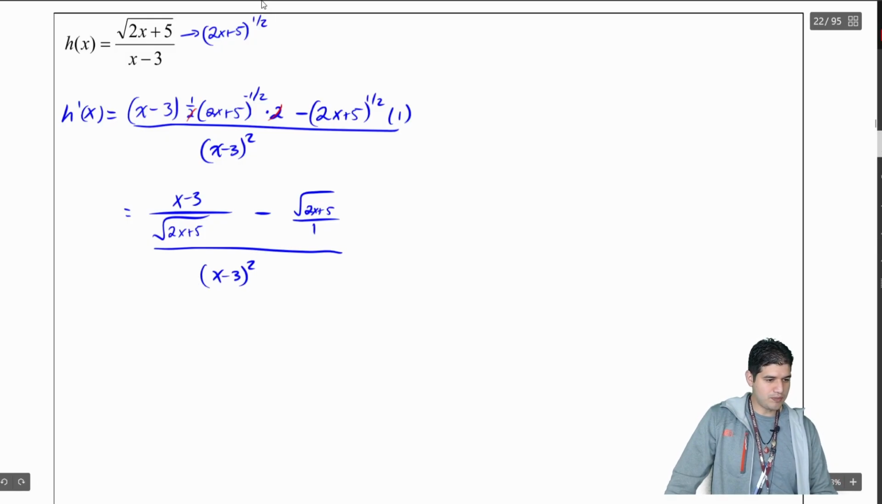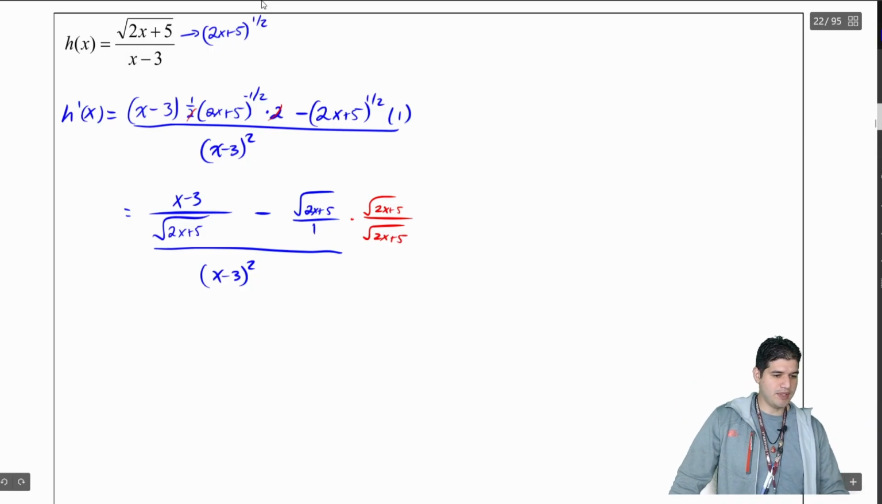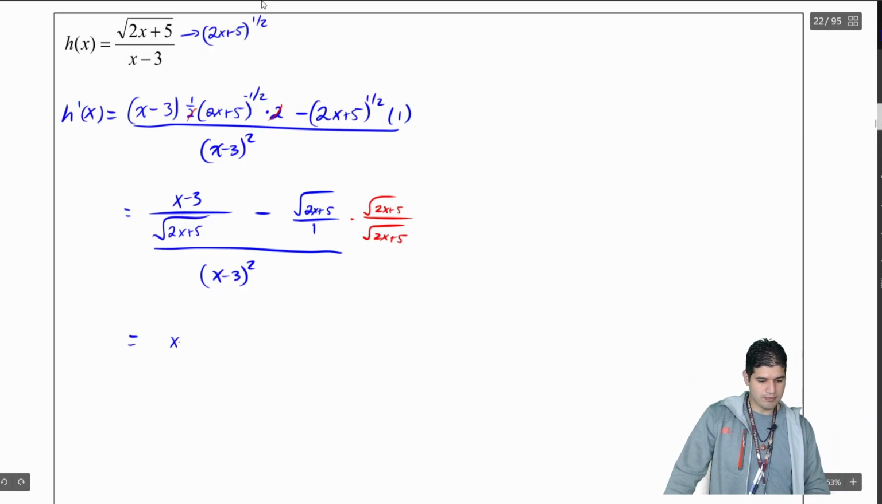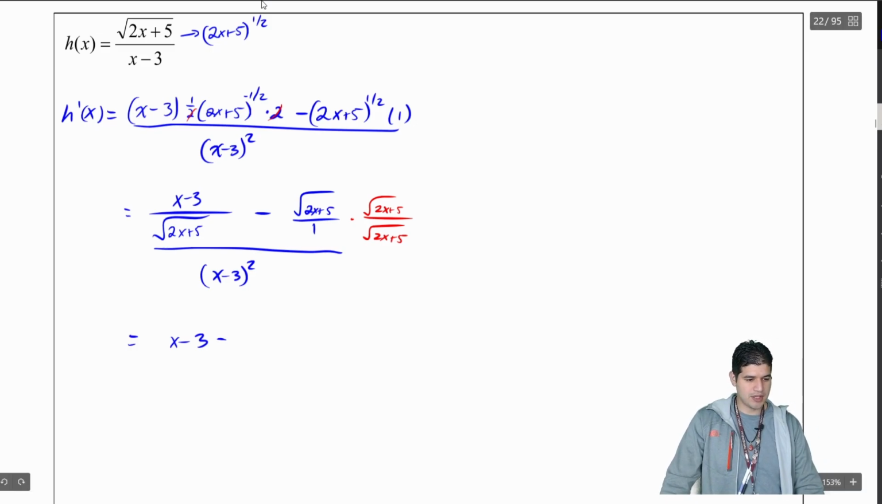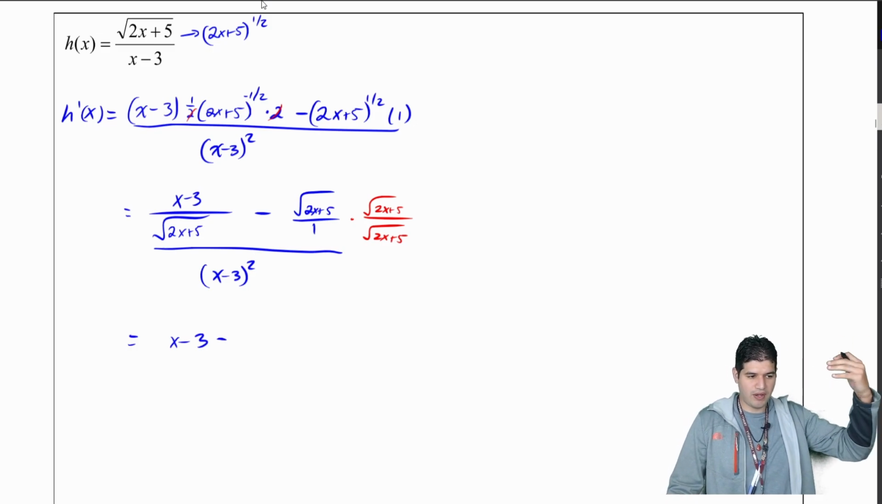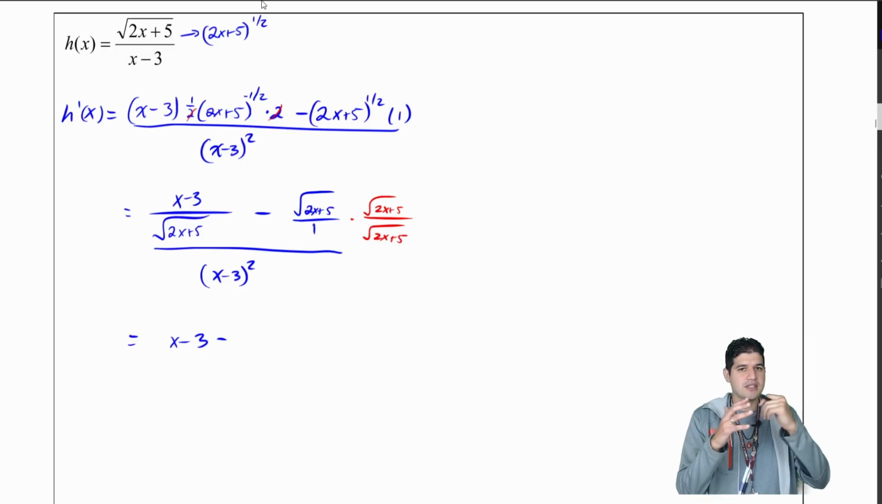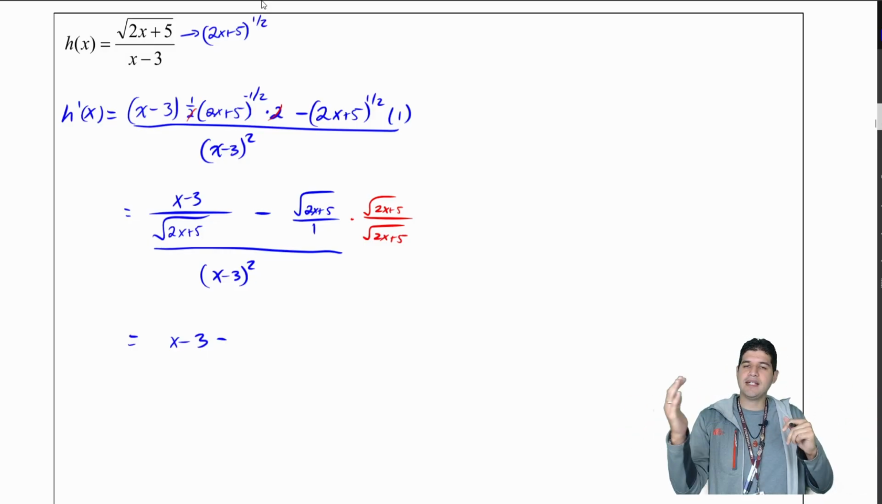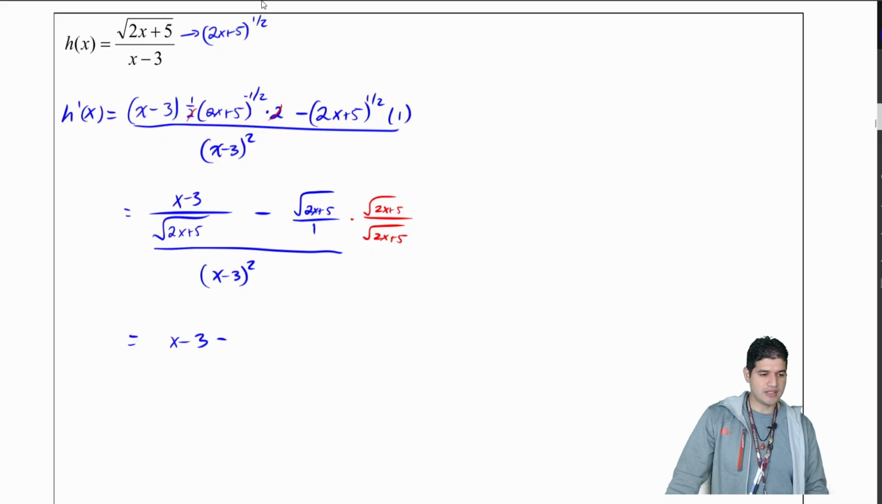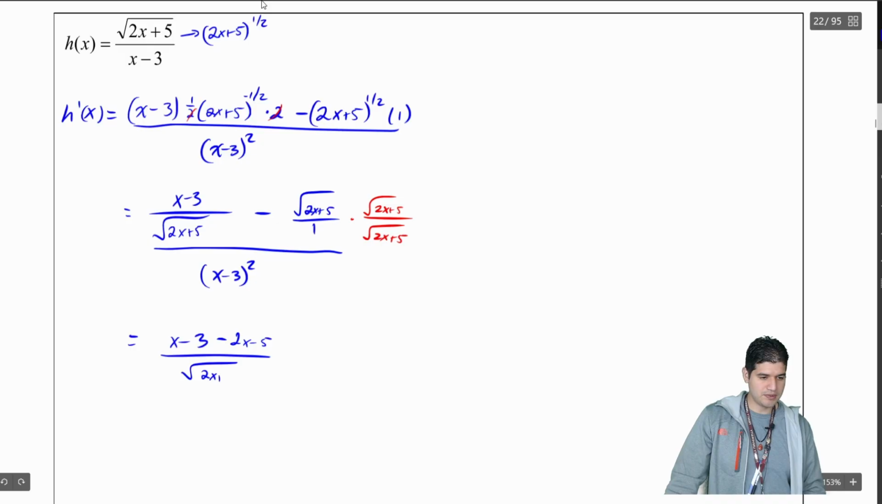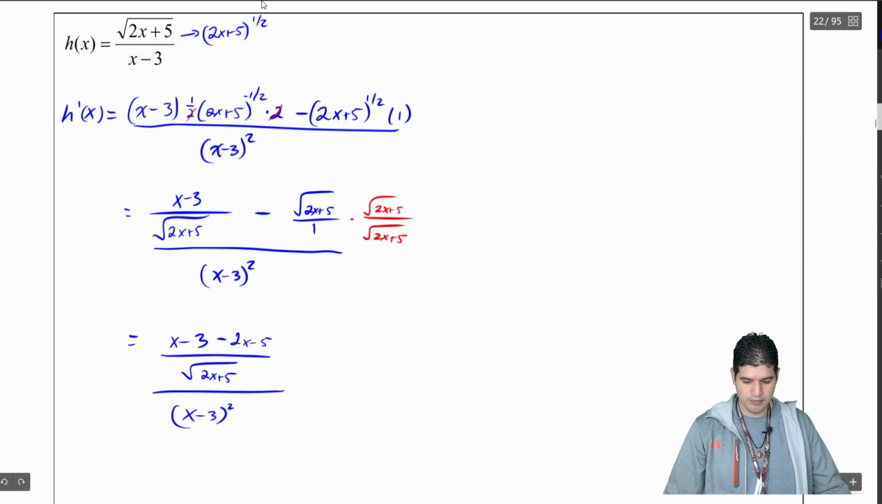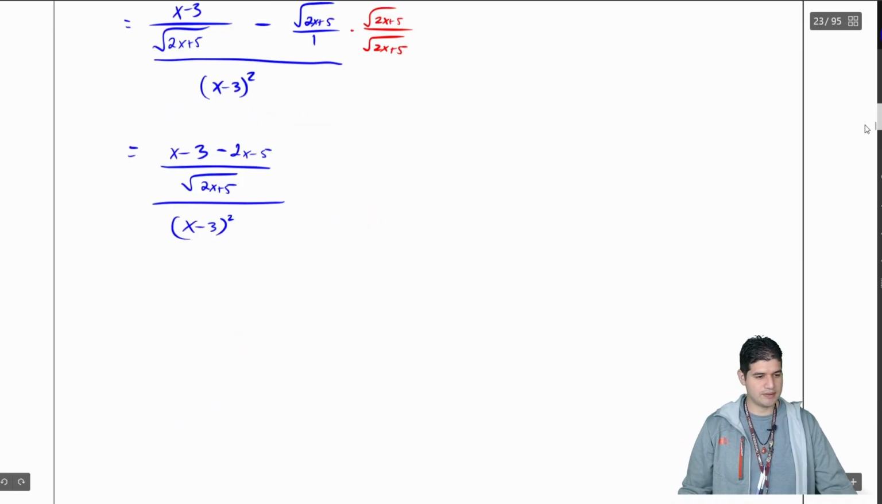Okay, so as I'm doing this, I'm going to multiply this by the square root of 2x plus 5 over the square root of 2x plus 5, just so I can get a common denominator there and combine those. So I'm going to get x minus 3. And then I'm going to subtract. So I'm going to multiply the square root of 2x plus 5 times the square root of 2x plus 5. And the square roots are gone, so it's just 2x plus 5. But I need to distribute that negative sign. So it's going to be minus 2x minus 5 over the square root of 2x plus 5, all over x minus 3 to the second power. All right, let me move down just a little bit because we're going to need some extra space here.